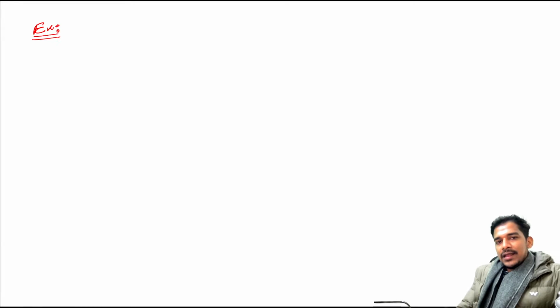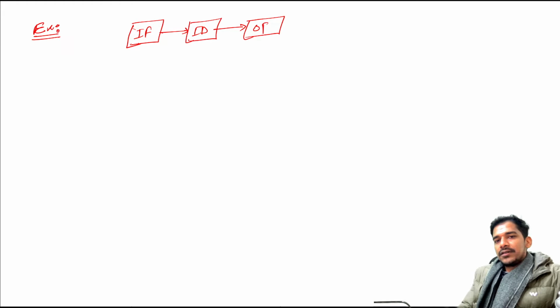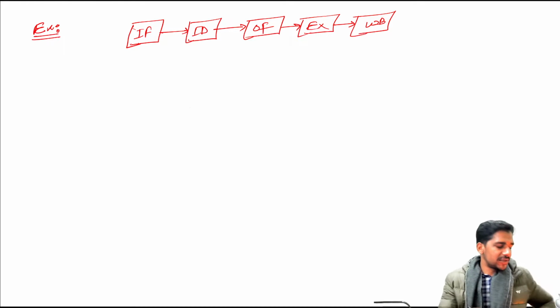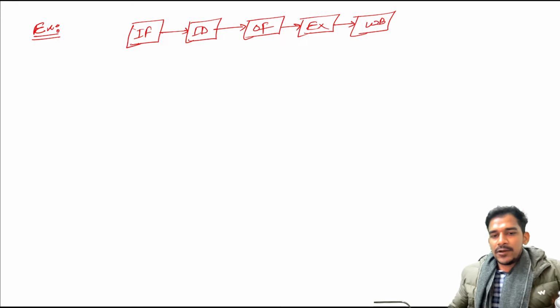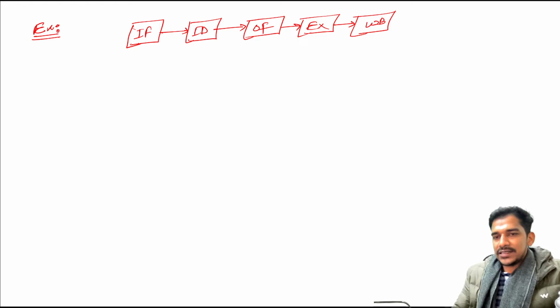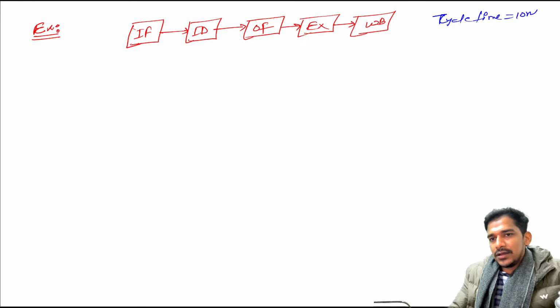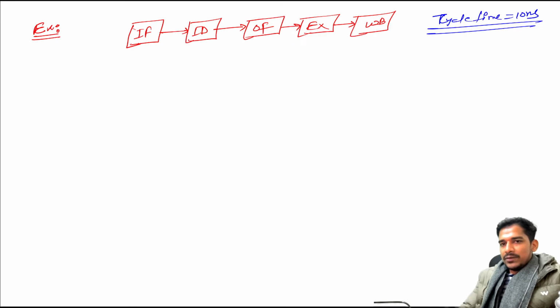What I mean to say is that, let us say there are 5 stages: instruction fetch, instruction decode, operand fetch, execution, and then write back. These are the stages through which every instruction will go, no matter whether it is a pipelining or non-pipelining system. Obviously in non-pipelining also all these things happen, right? So let us say we have a non-pipeline processor in which the cycle time is equal to 10 nanoseconds, right? So every stage will be completed in one cycle.